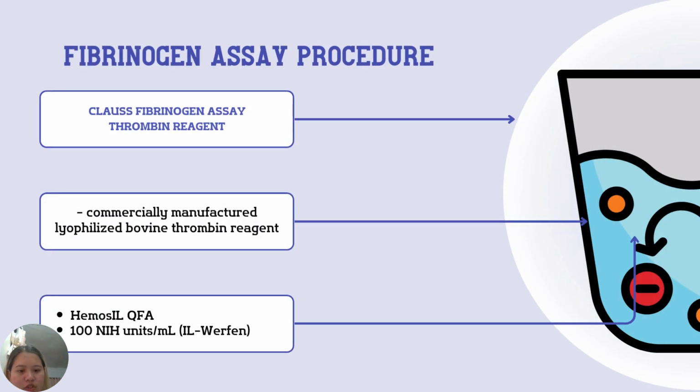Fibrinogen assay procedure. The Clauss fibrinogen assay thrombin reagent is a commercially manufactured lyophilized bovine thrombin reagent, which is Hemosil QFA, 100 NIH units per ml or IL Fibrinogen.